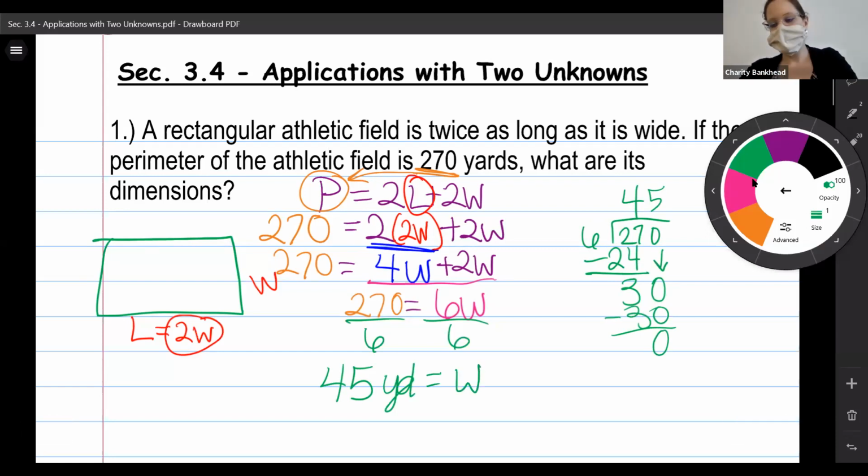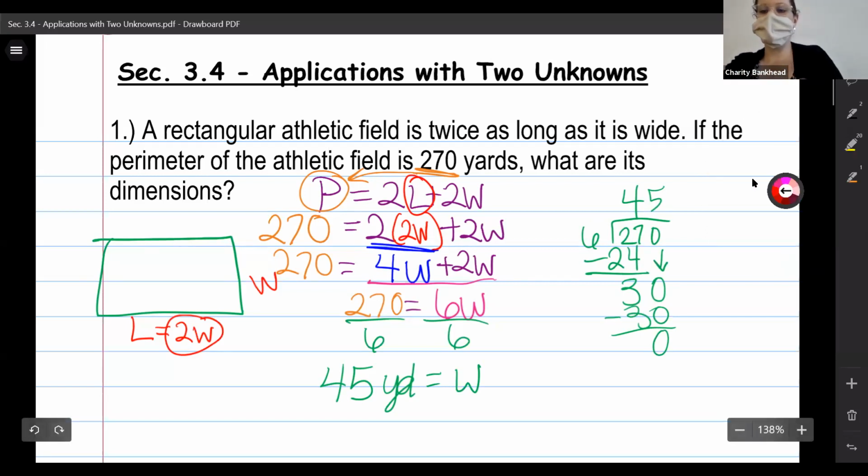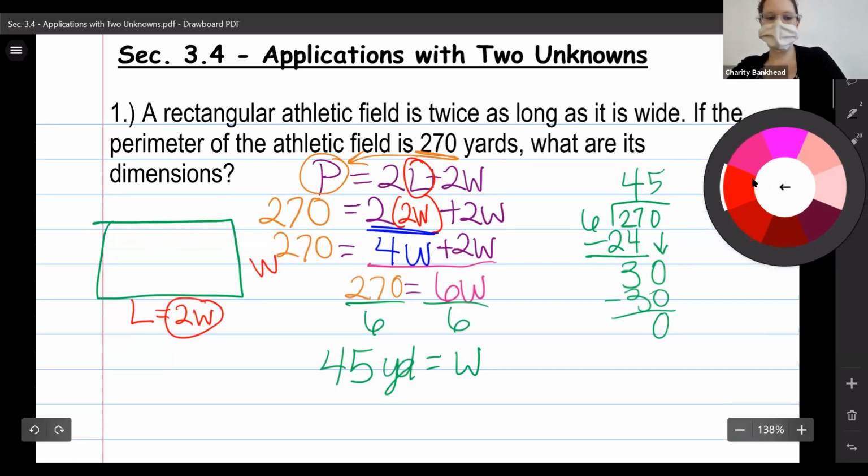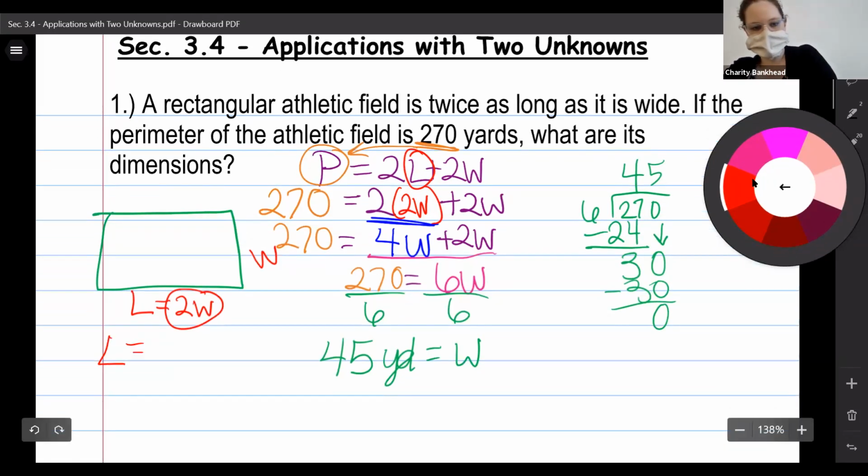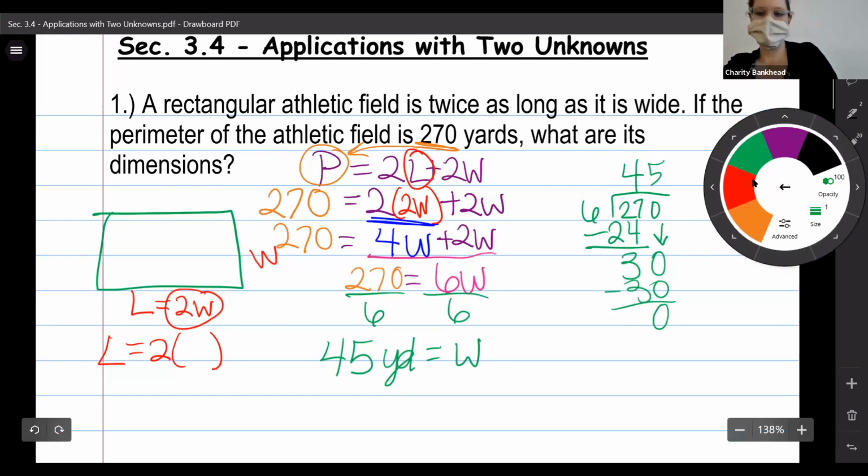All right, but they did ask for the dimensions, which means they want you to answer both the length and the width. And we know that the length is 2 times the width. So that means it's 2 times 45, which is 90. So the length is 90 yards.